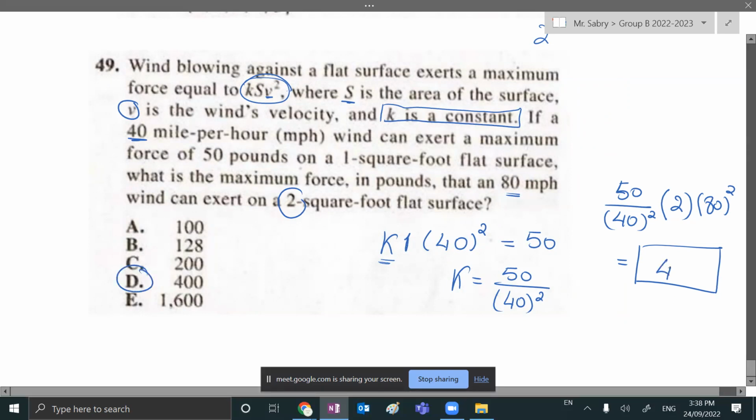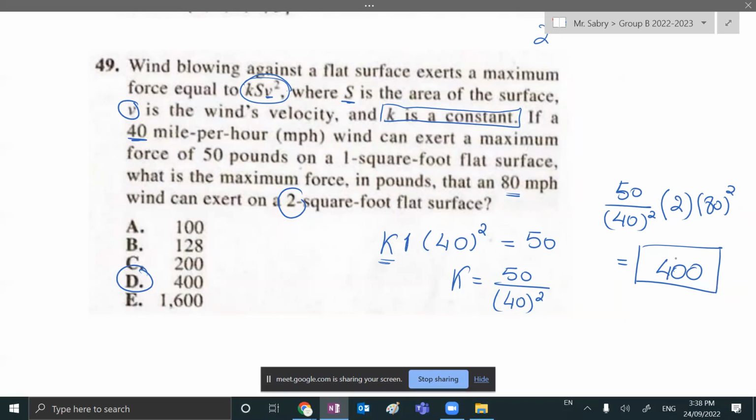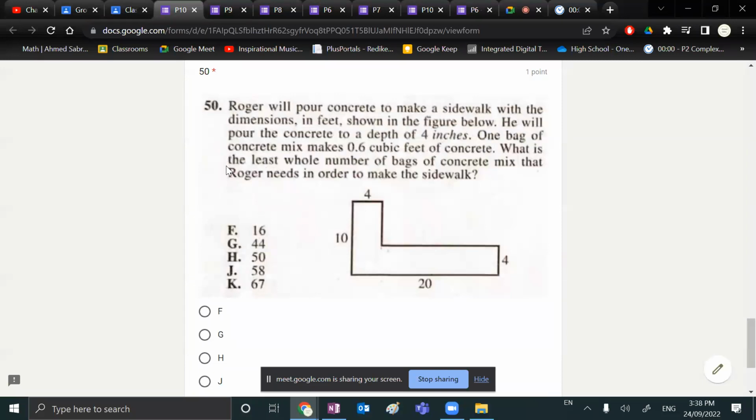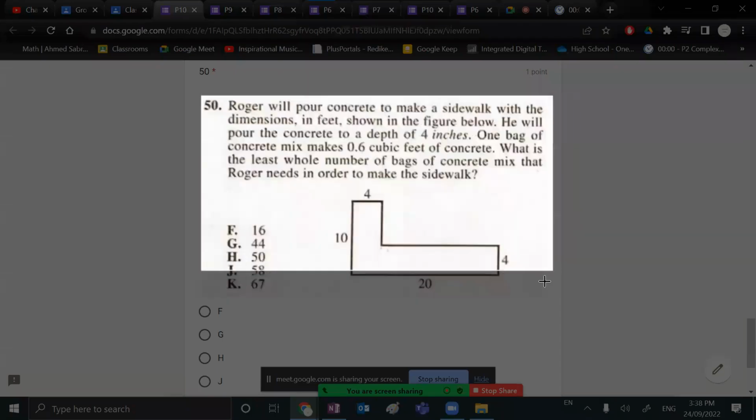Yes. So it's just mainly substituting to find the value of K first. And then once we found the value of K, we were able to have an expression that could be used to calculate anything I want later on. 50 is the one you were asking me about.